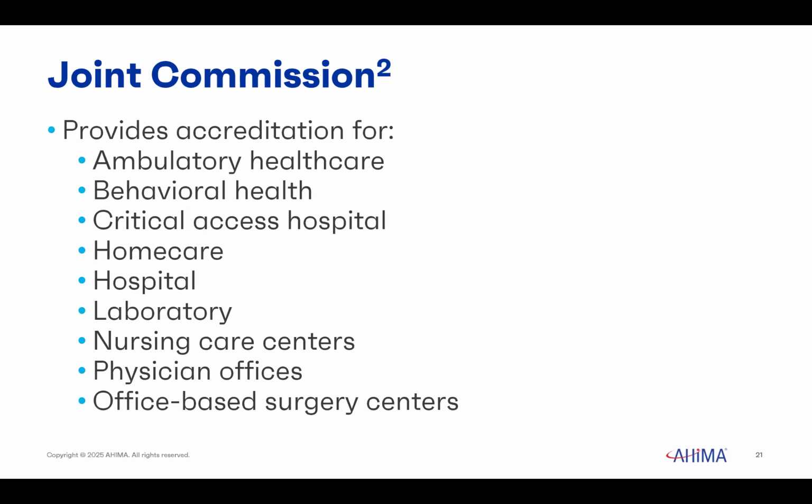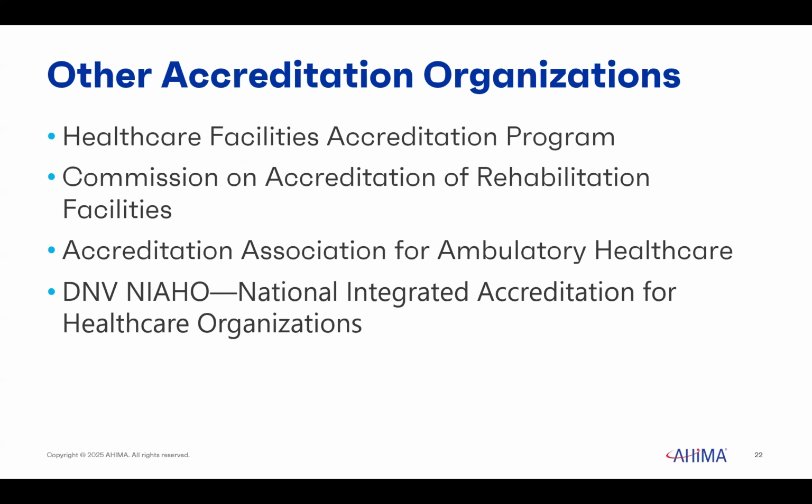This includes ambulatory healthcare, behavioral health, same-day surgery, home health, hospice, hospital, laboratory, nursing care centers, office-based surgery centers, physician offices, and many, many others. There are other accreditation organizations. One that comes to mind that many student health centers have is the Accreditation Association for Ambulatory Health Care, AAAHC. There's also the Commission on Accreditation of Rehabilitation Facilities, the CARF, and others.